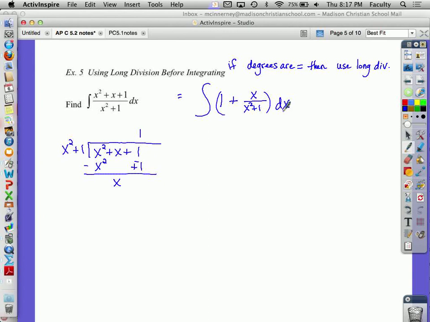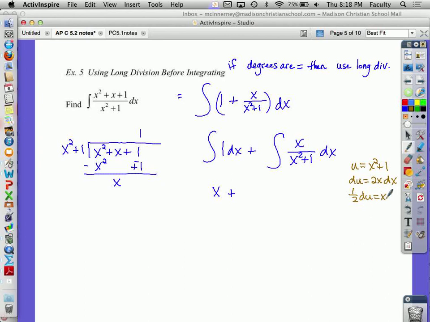Okay, so x squared plus x plus 1 divided by x squared plus 1 is actually equal to 1 plus x over x squared plus 1. Okay, they're just equivalent. So now I can integrate separately here and make it the integral of 1 dx plus the integral of x over x squared plus 1 dx. Okay, this first one will just be x. But over here, I'm going to need to do some u substitution because the degree of the denominator is exactly 1 more than the degree of the numerator.